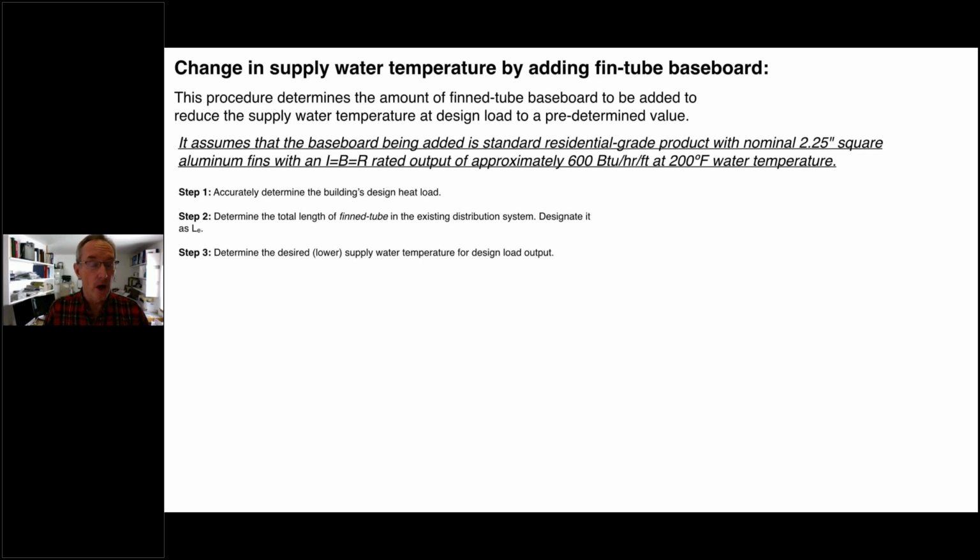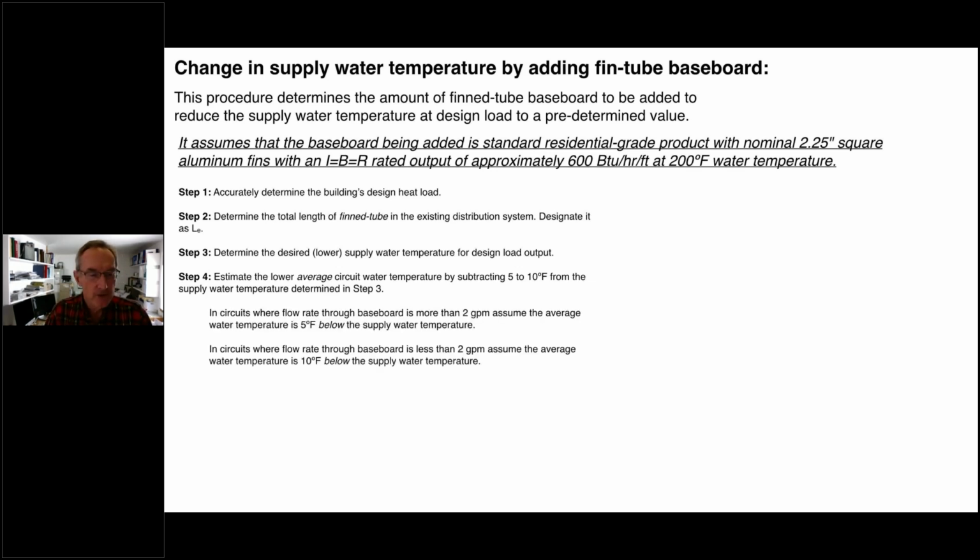Decide how much lower you want the water temperature to be. And it says here, estimate lower average circuit water temperature by subtracting 5 to 10 degrees from supply temperature. And just as a couple guidelines here, if your circuit is operating at more than 2 gallons per minute, I'm suggesting you subtract 5 degrees from the supply temperature to get an estimate for the average water temperature. Remember that graph I showed you was based on average water temperature, not supply. If your circuit's operating at a relatively low flow rate, you're going to have a larger delta T. I suggest you subtract 10 degrees. Again, what we're trying to do is get to an estimate of average water temperature.